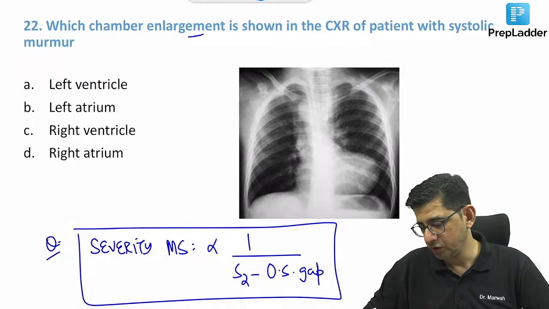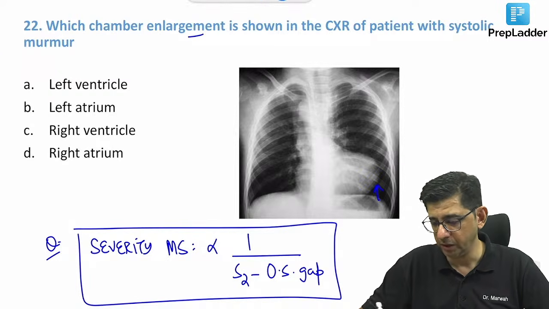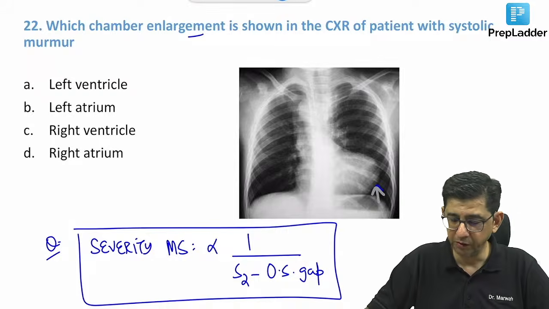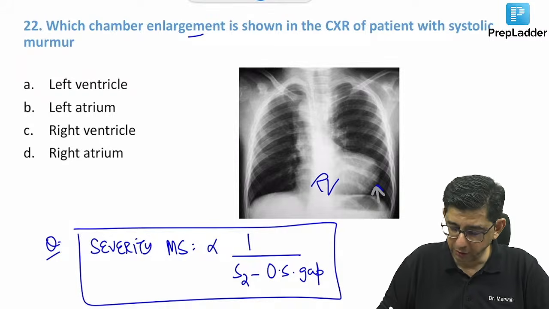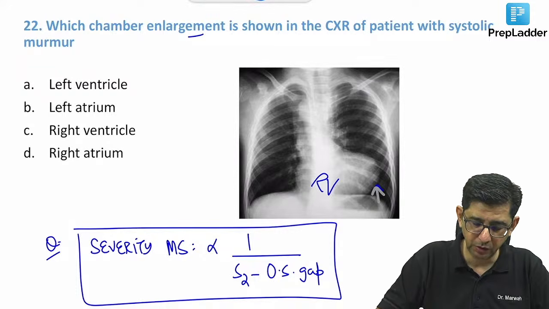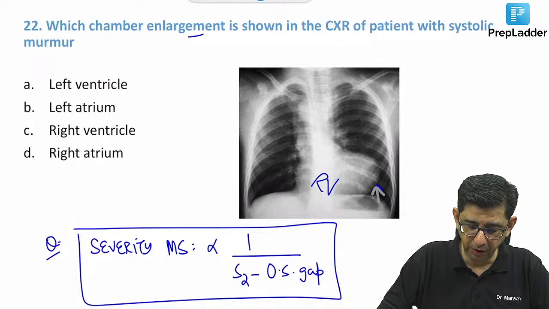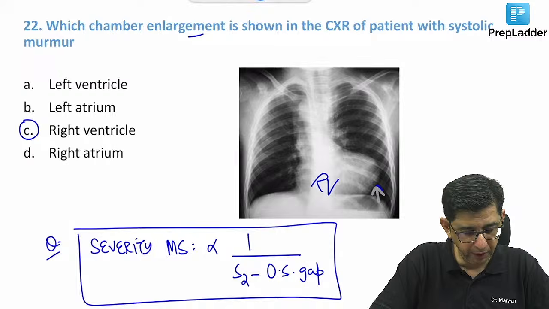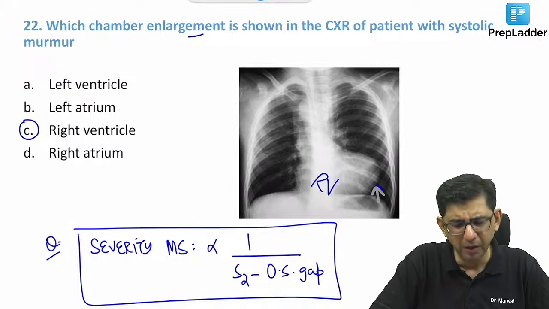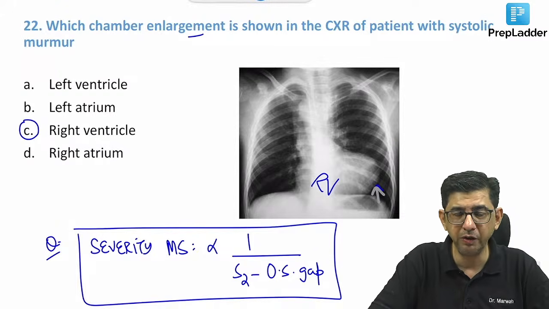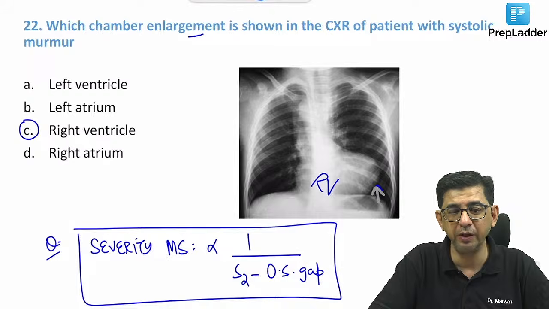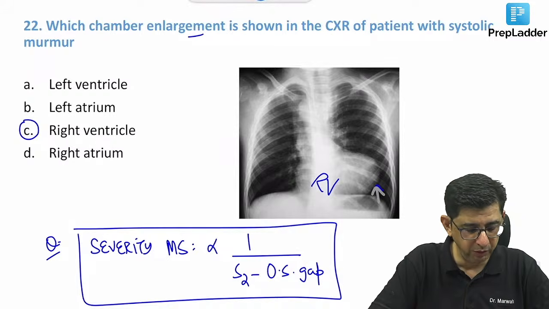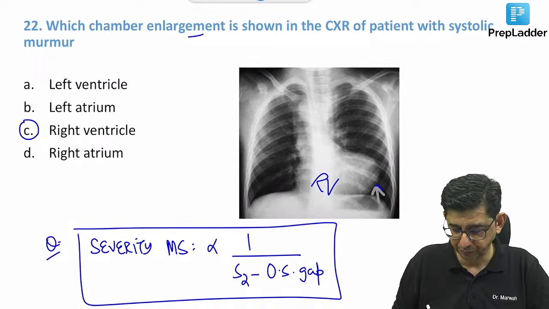Yes, this would be a boot-shaped heart. Boot-shaped heart would mean that the apex of the heart is uplifted. So this would mean that the right ventricle of the patient is relatively enlarged. So the correct answer in this case would be the right ventricle. Yes. Is it the length of the murmur? Yeah, technically both mean the same. Whether I say the length of the murmur or the opening snap gap, both of them would basically mean the same.